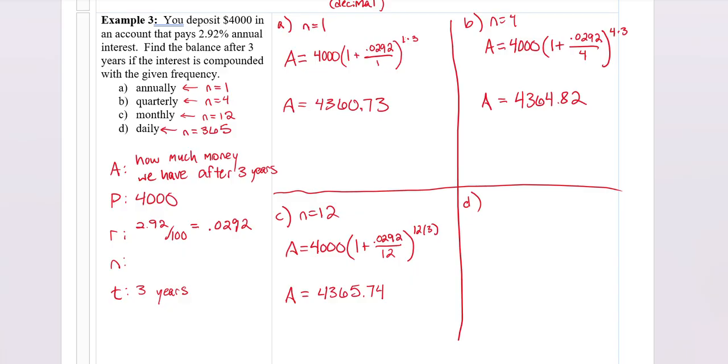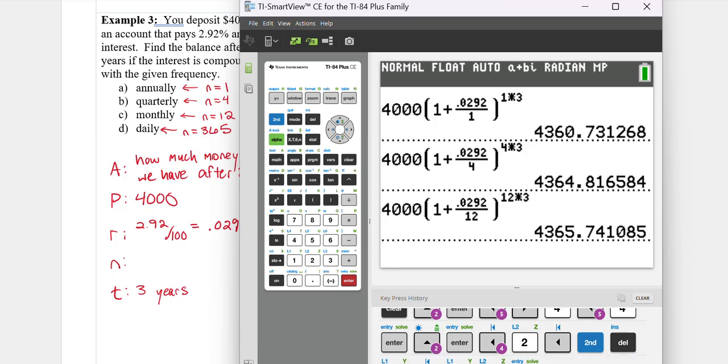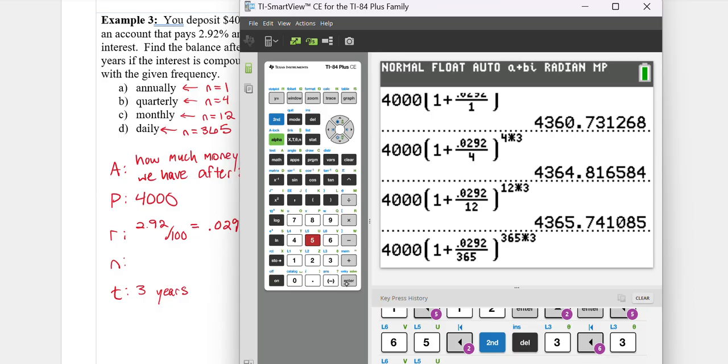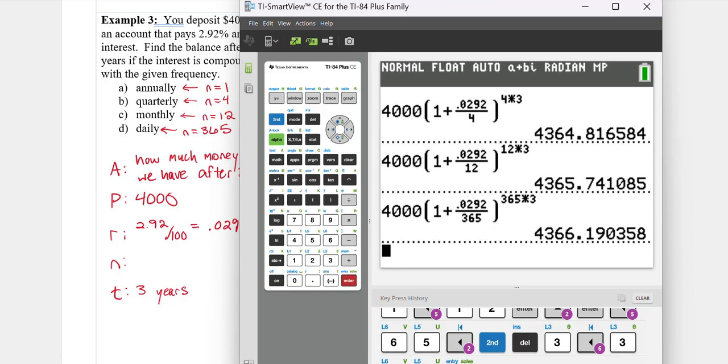And then finally, we have compounding daily. We've got to change the 12 to 365. So $4,366.19.